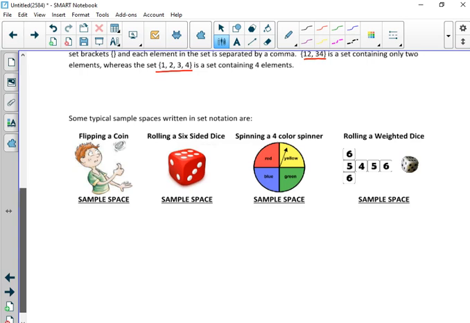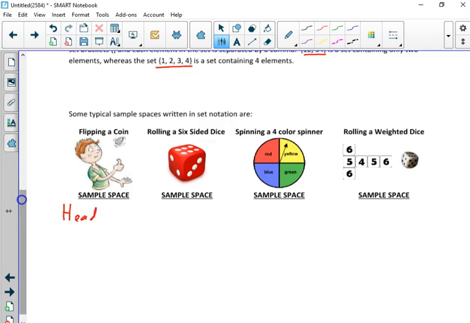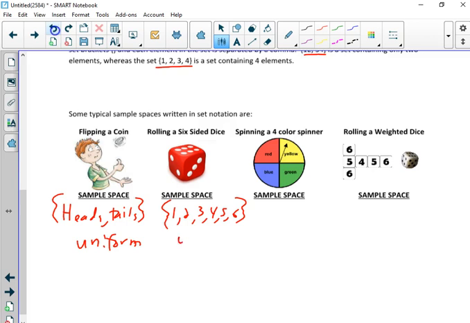Okay, so some usual things you'll see in statistics class that we talk about. Flipping a coin. What is the sample space? Well, heads or tails. I can spell, I really can. And we use a brace, and that's uniform. There's only 2 sides, 1 of each. Sample space rolling a die, again, 1, 2, 3, 4, 5, 6. Brace, and it's also uniform. The sample space here, and I'm just going to use letter abbreviations, red, yellow, green, and blue. And since they're all the same size, they're all 1/4 of the circle, that is also uniform.